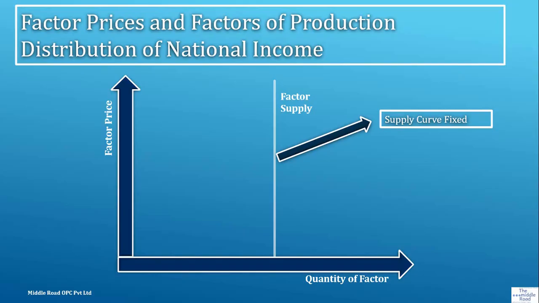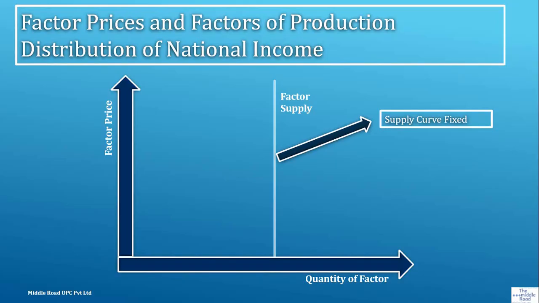The quantity demanded moves inversely proportional to the price of the product. Now in this case, you have taken the quantity of the factor on the x-axis and the factor price on the y-axis. Now we know the supply is fixed. So the supply curve is going to be absolutely vertical to factor price. Whatever the factor price, the supply curve is going to remain fixed.